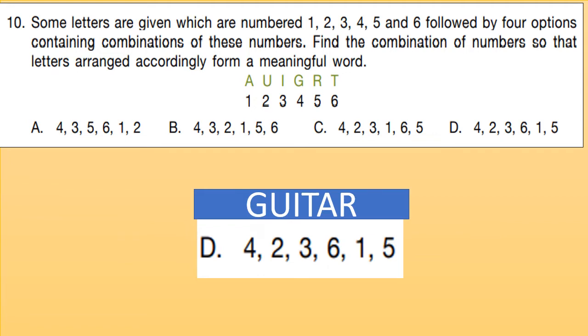Question 10. Some letters are given which are numbered 1, 2, 3, 4, 5 and 6, followed by 4 options containing combinations of these numbers. Find the combination of numbers so that letters arranged accordingly form a meaningful word. Now see the picture given here. We have to form a meaningful word from these letters and the number series should be followed accordingly. So guitar is the word and the number series will be 4, 2, 3, 6, 1, 5. So correct option is D.